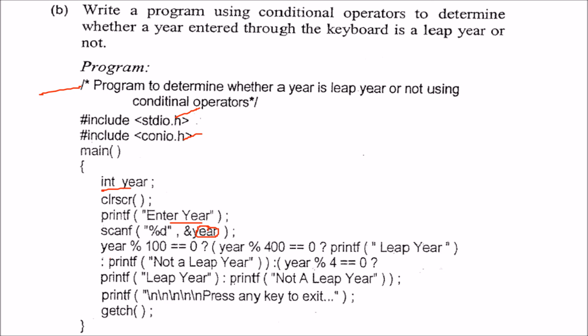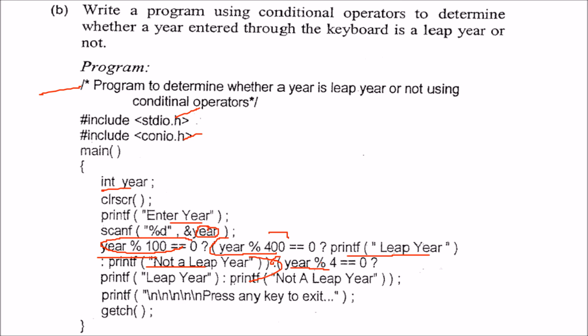Scanf. Then if this year modulo 100 is equal to 0, then if at all this is there, we have to check for one more condition. We go inside and we check for year modulo 400. If it is 0, then we printf leap year. Otherwise, we printf not a leap year. Right? Then if this condition is true, then we go from here to here. Otherwise, after the colon we go here.